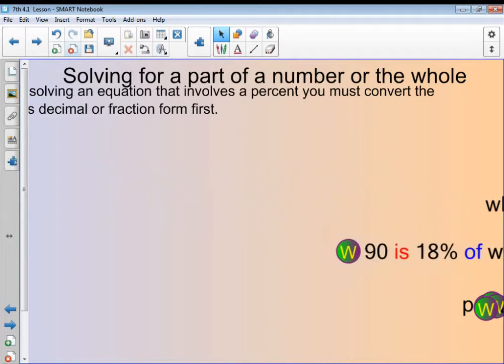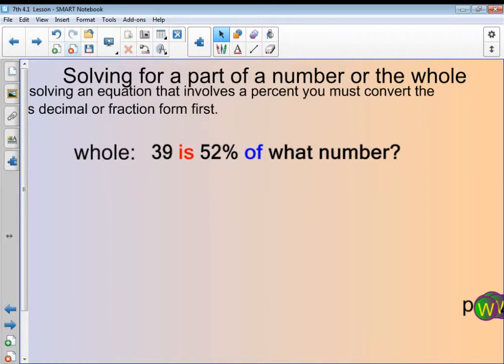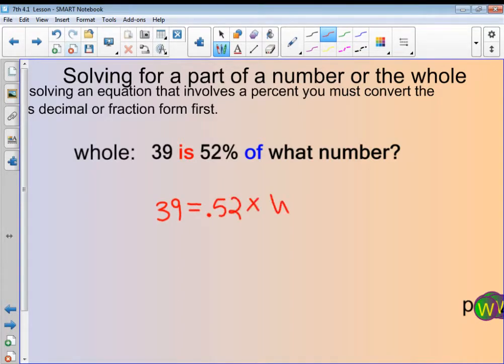Okay, go ahead. Whoops, that's the wrong one because that's the same one we just did. Go ahead and try this one. So we have 39 is 52% of what number? So you're going to go ahead and write your equation and then solve for that equation. You can pause your video and then check yourself in just a minute. You should have gotten 75 for this answer.